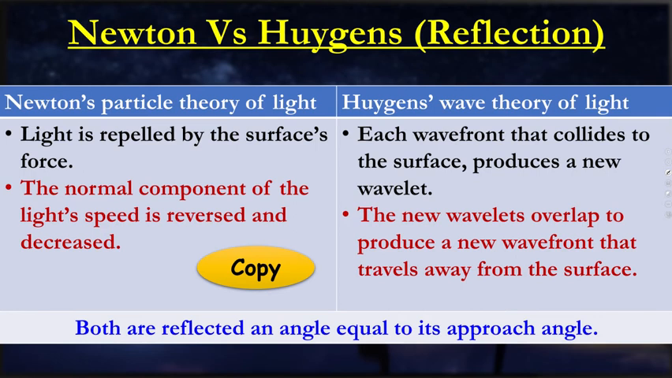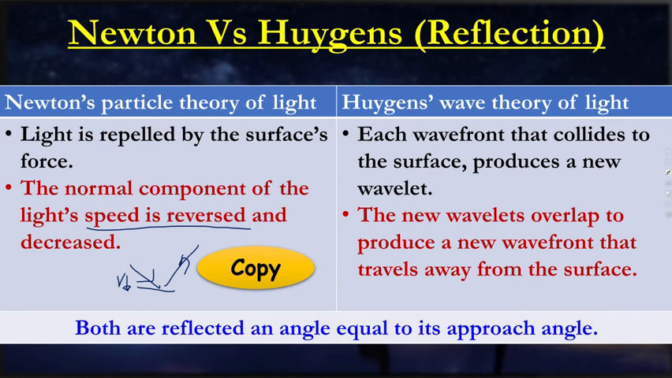So let's try and summarize what they said. Newton said that light is repelled by the surface force. Huygens basically said each wavefront that collides with the surface produces a new wavelet, hence that's why it's reflected back in the opposite direction. Newton said the normal component of the light is reversed, so it's moving in a different direction, and its speed decreases. As it gets closer to the surface, its velocity will go down, and then it gets repelled, and then it goes back up.